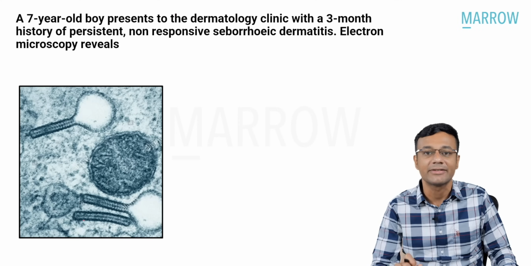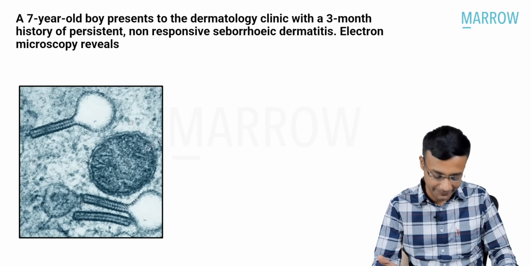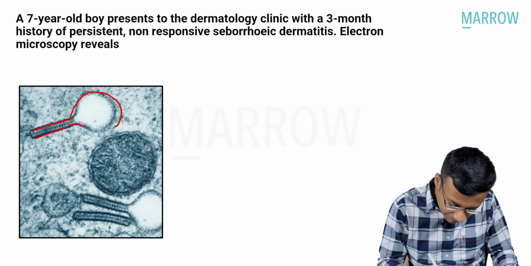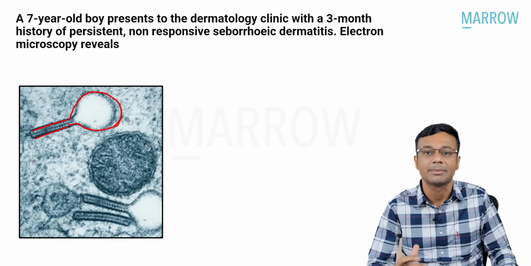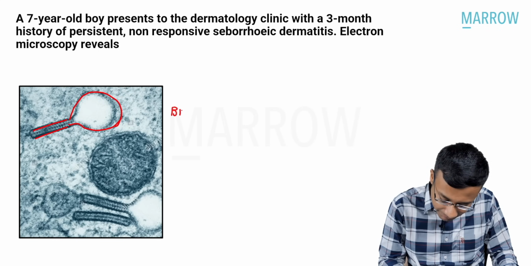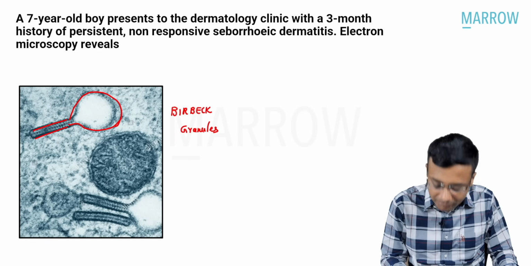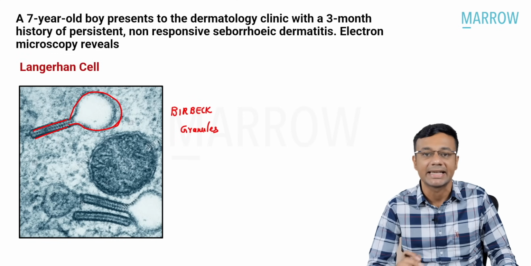So here we have a 7-year-old boy who presents to the dermatology clinic with a 3-month history of persistent non-responsive seborrheic dermatitis, and electron microscopy reveals this finding. What do we see here? We see these tennis racket shaped granules. And what is this appearance referring to? They are talking about the Birbeck granules. And which cell am I talking about here? Birbeck granules on electron microscopy are suggestive of a Langerhans cell.